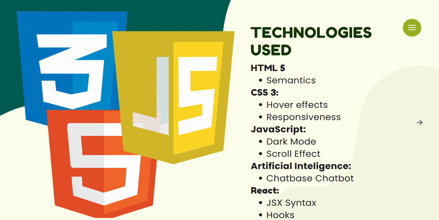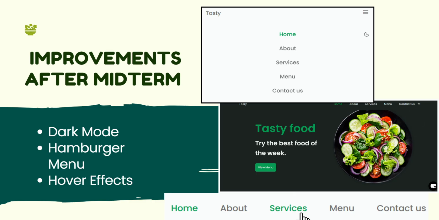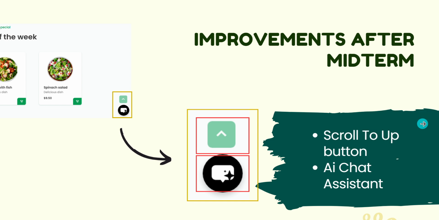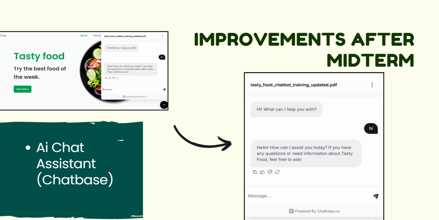So what have we actually improved after midterm? Well, we added dark mode, hamburger menu, and hover effects, as you can see in the screenshots provided. And also we added a scroll to top button and an AI chatbot button at the bottom right corner of our website. Here you can see samples from our working chatbot.